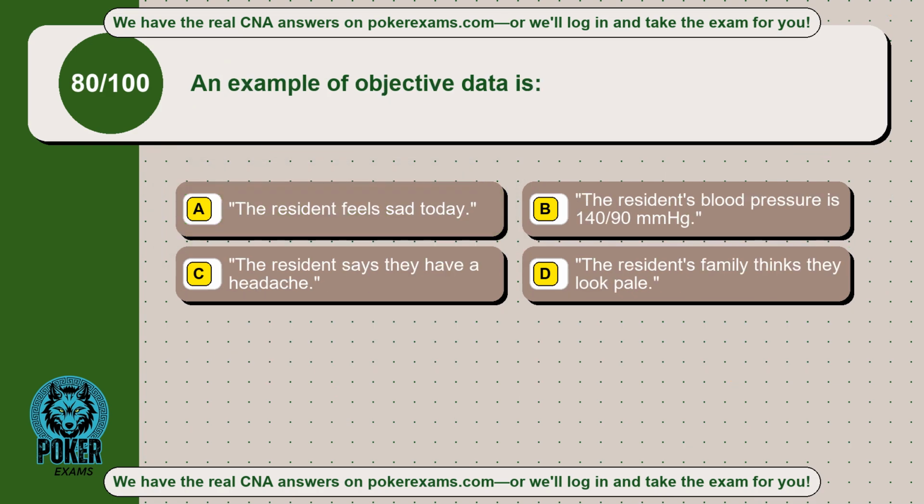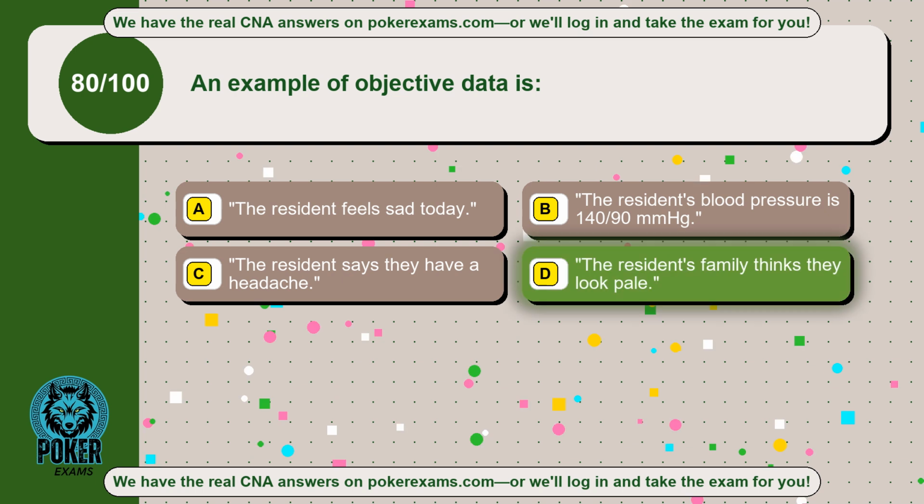Question 80. An example of objective data is: Option A, the resident feels sad today. Option B, the resident's blood pressure is 140/90 mmHg. Option C, the resident says they have a headache. Option D, the resident's family thinks they look pale.